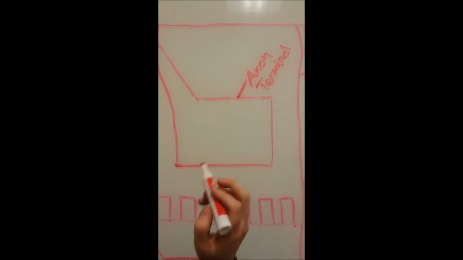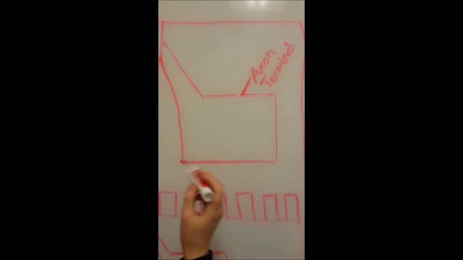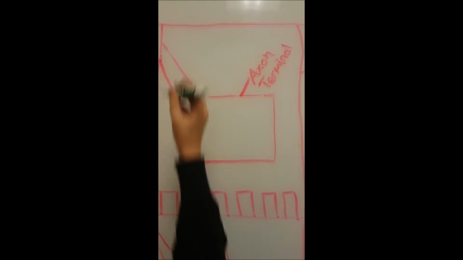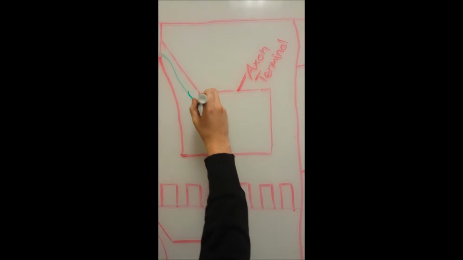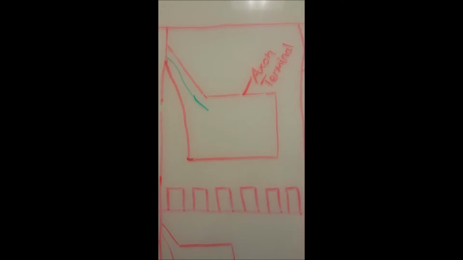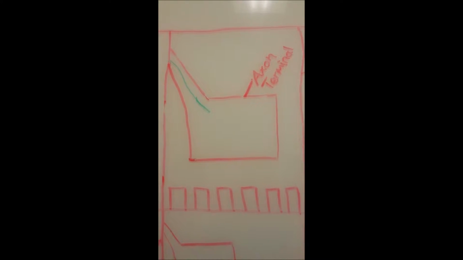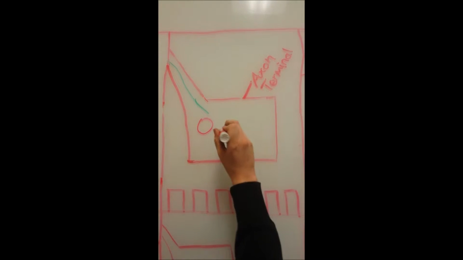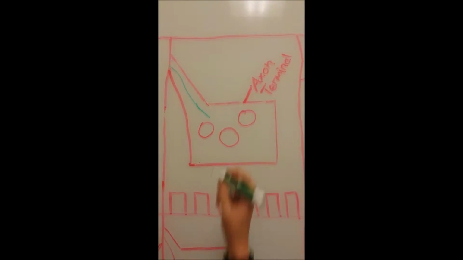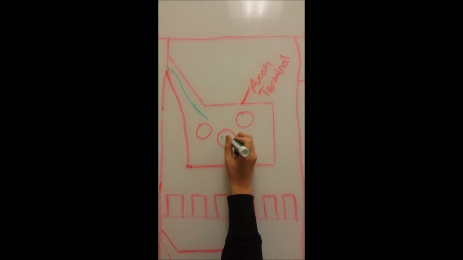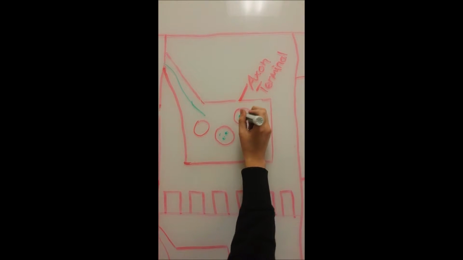So zooming in on one of the axon terminals, you can see that the action potential travels down the axon, which is that thing, into the axon terminal. Inside the terminal are going to be vesicles, and inside these vesicles is what's called acetylcholine, right here.